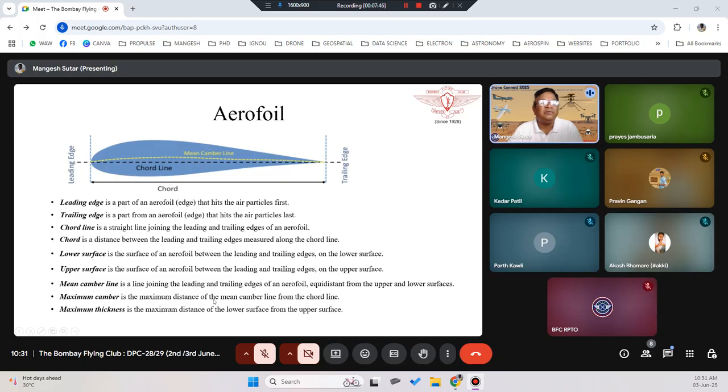The maximum thickness is the maximum distance of the lower surface from the upper surface. That's the maximum thickness of the airfoil, and you will see it somewhere here. As you go towards the leading edge, the thickness will reduce, and as you go towards the trailing edge, the thickness of the airfoil will also reduce. The maximum thickness will be somewhere here in between, where the distance from the upper surface to the lower surface is maximum.